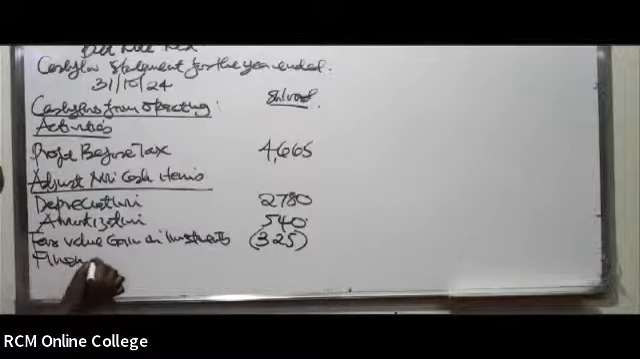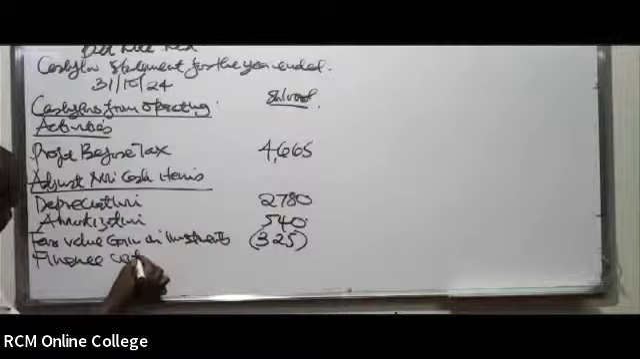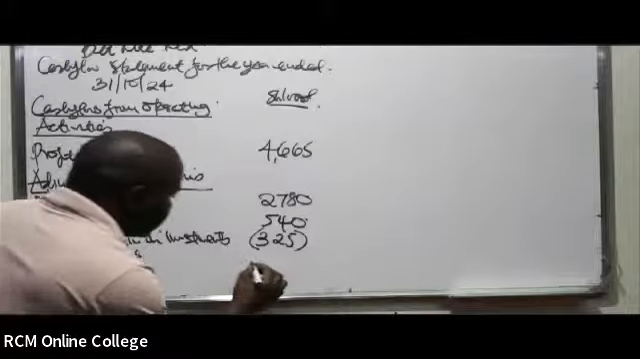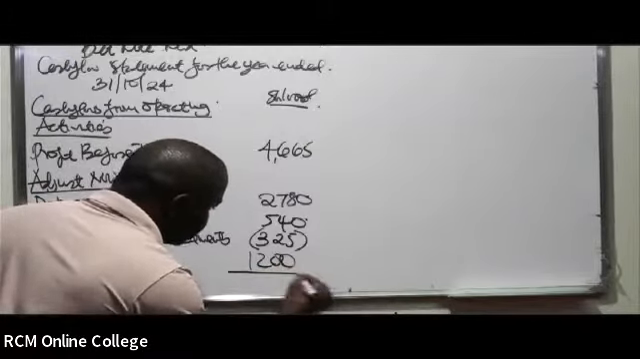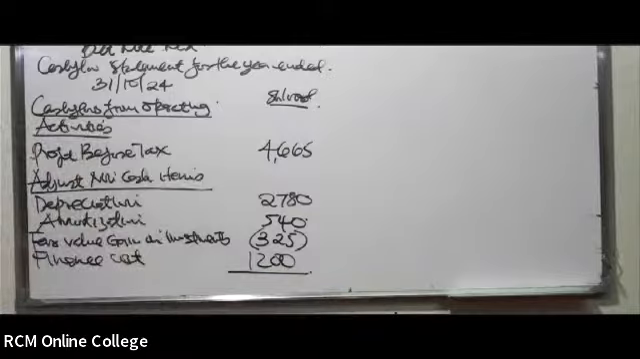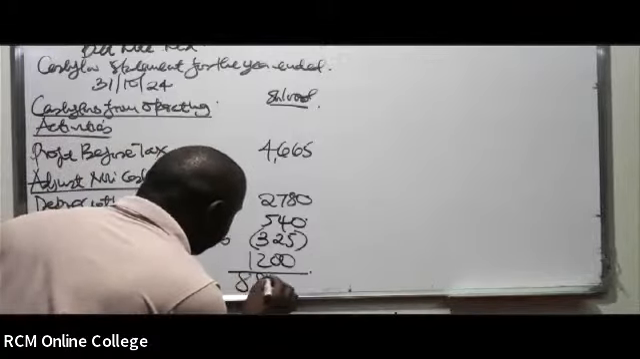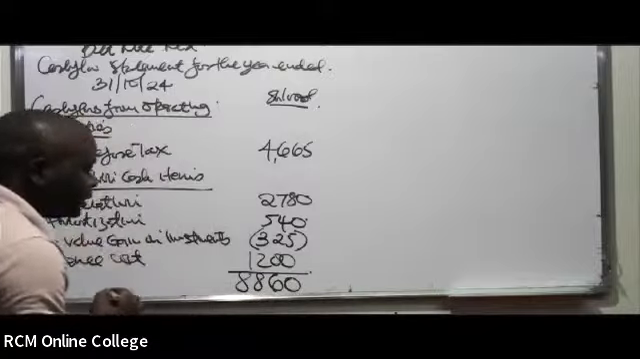Remember, we also said we put here the finance cost. Because it was deducted, you'll end up having to add it back here. So there's a figure you should be able to get. Those are the only items affecting there. When you add 2780 plus 540 plus 325 plus 1200, you get 8860.